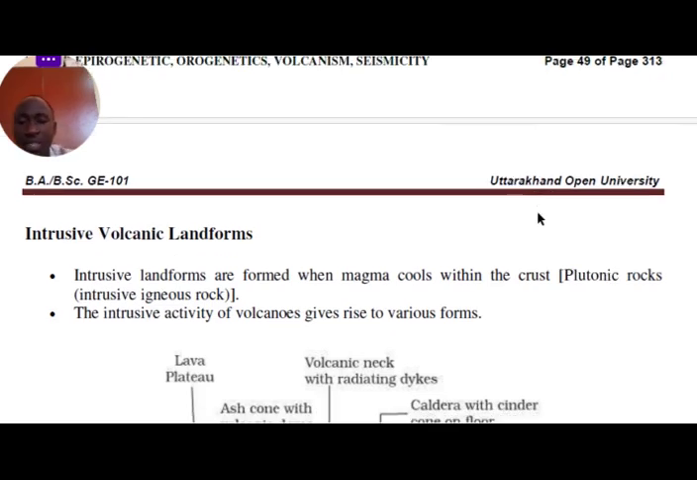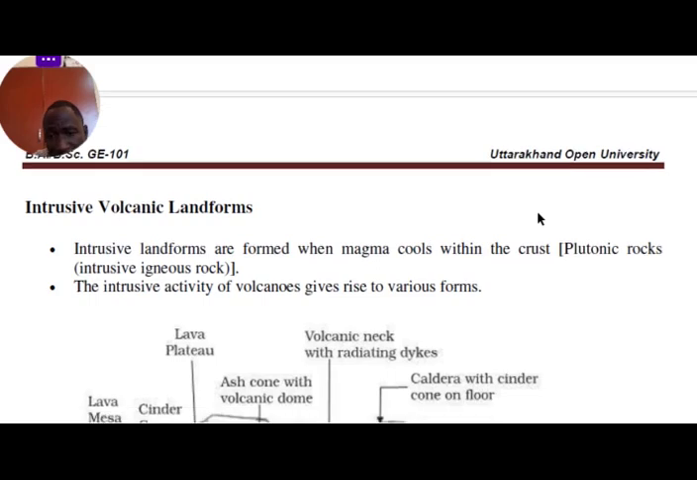The first thing here, they are saying that the intrusive volcanic features or intrusive volcanic landforms are formed when magma cools and solidifies within the crust to give what we can term as plutonic rocks, or what we can term as the intrusive igneous rocks. So when you look at how things tend to be, they try to show the intrusive activities of volcanoes and what they give rise to at the end.